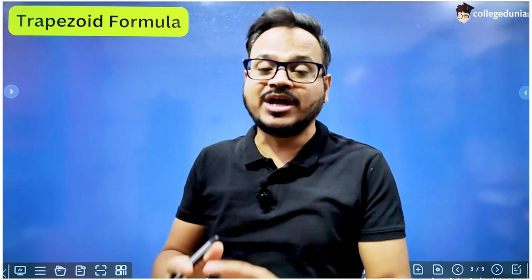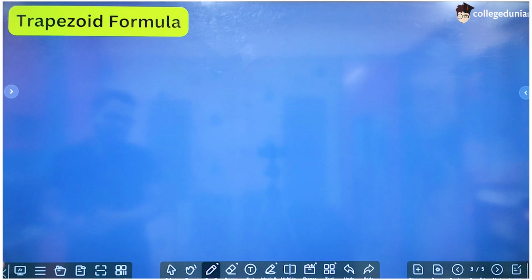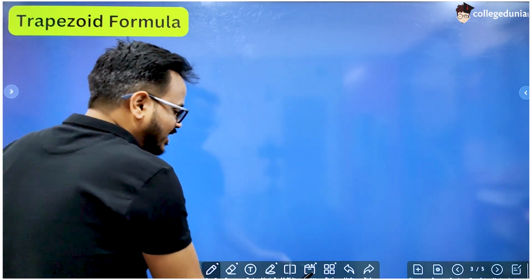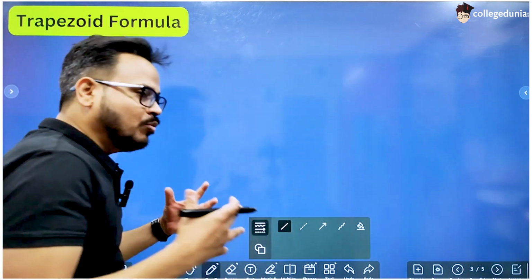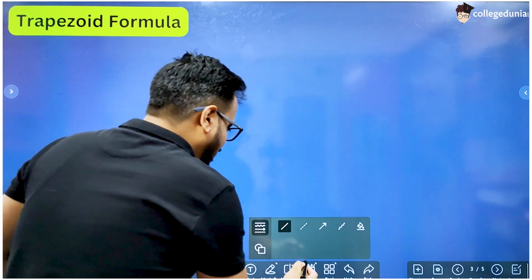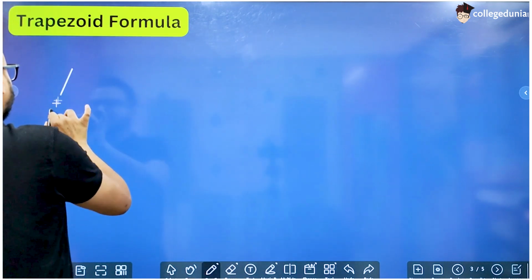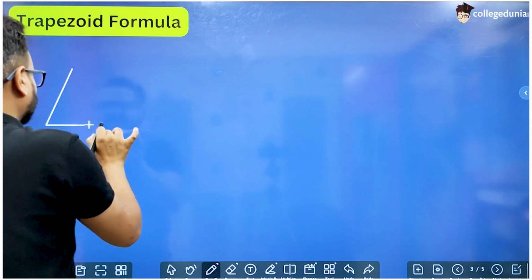Students, in this video we will discuss trapezoids and the various properties, formulae and types of trapezoids. What is a trapezoid? A trapezoid is simply a quadrilateral having two parallel sides. For example, a typical trapezoid looks like this.